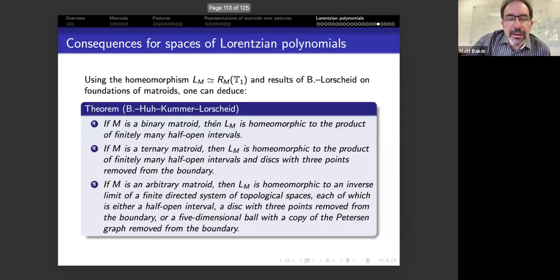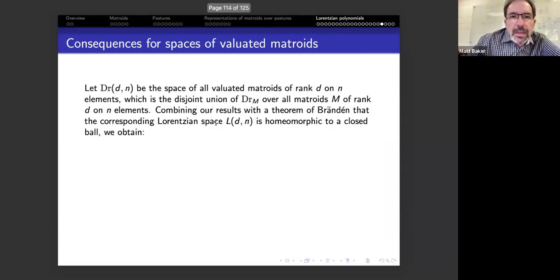And this is proved by classifying representations over T1 and transferring that by our homeomorphism theorem. I have no clue how you could try to prove that directly using the definition of Lorentzian polynomials. Seems impossible to me. But we can also go the other direction. We can deduce things, for example, about valuated matroids from knowing things about Lorentzian polynomials.